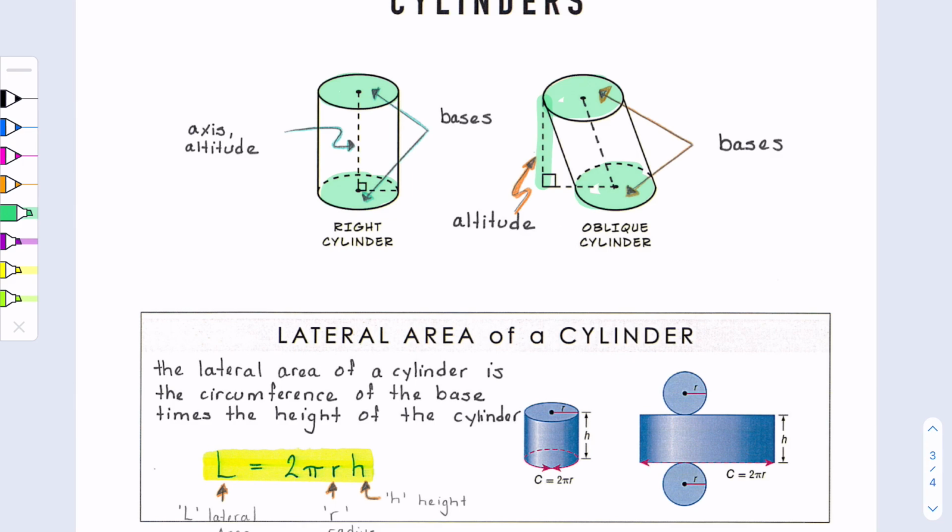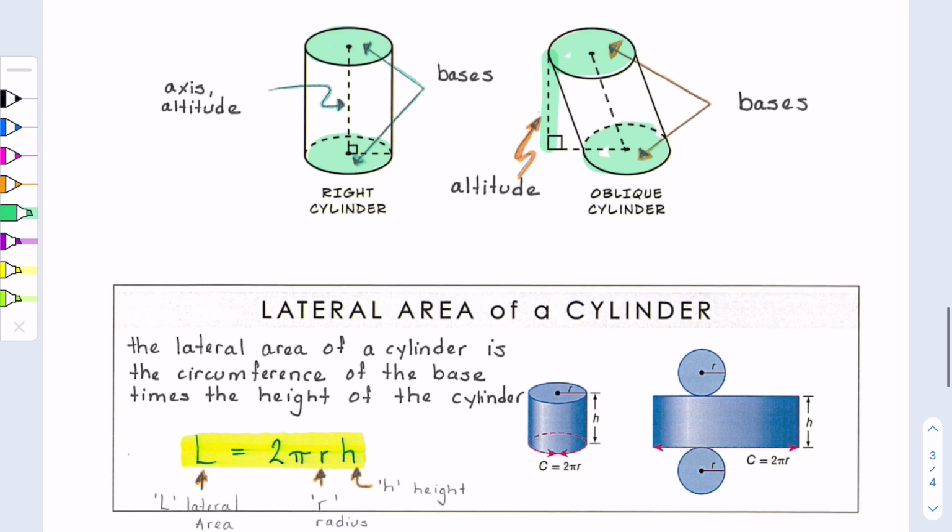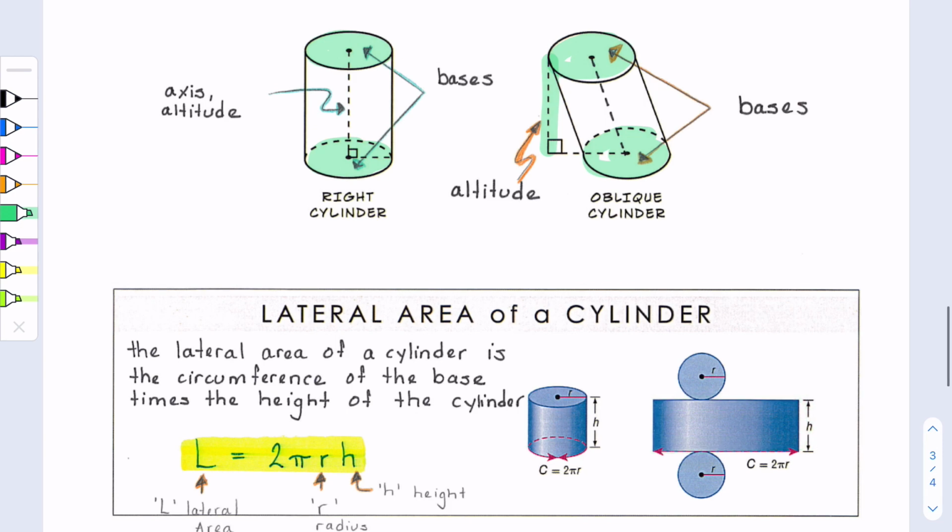So the lateral area of a cylinder is the circumference of the base times the height of the cylinder. If you look at the geometric net over here of what a cylinder looks like, you are finding the area of this portion. That's what the lateral area is. And you do that by calculating the circumference of the base and multiplying it by the height. So the formula is 2 pi r for circumference times the height. In general, the lateral area of a cylinder is pretty basic because it's the same for every single figure.